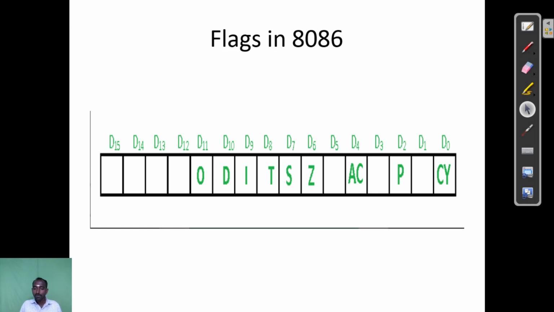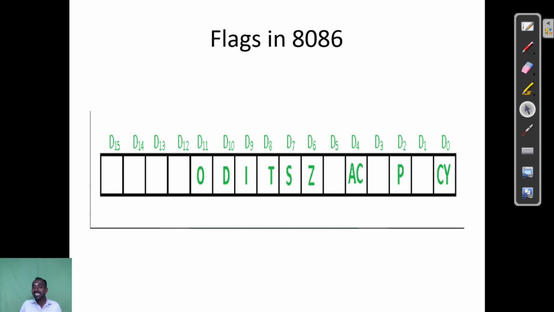Okay, next, the parity flag. The parity flag is set if the result has even parity. P indicates the parity flag. If the result has even parity, it is set, that means 1, otherwise it is odd parity, that means 0. Okay, this is the parity flag.